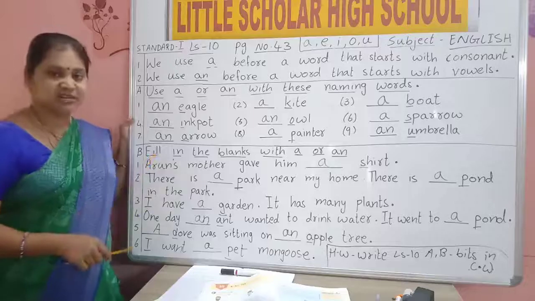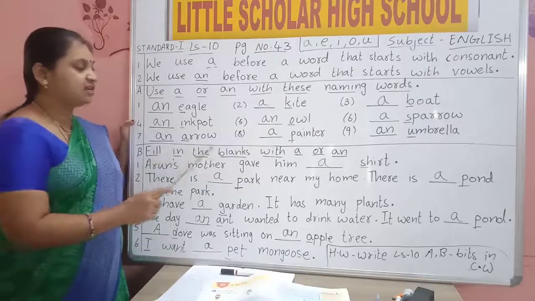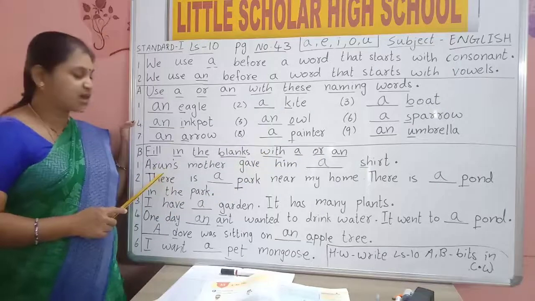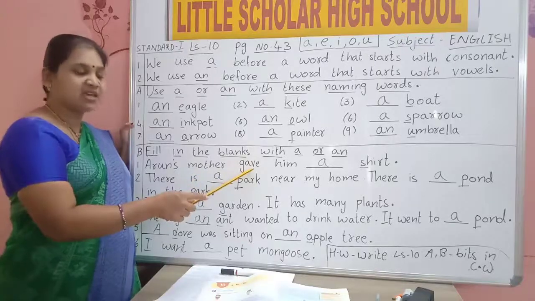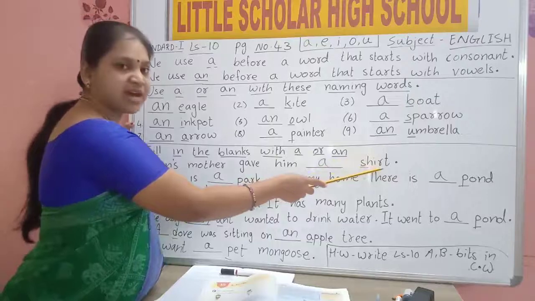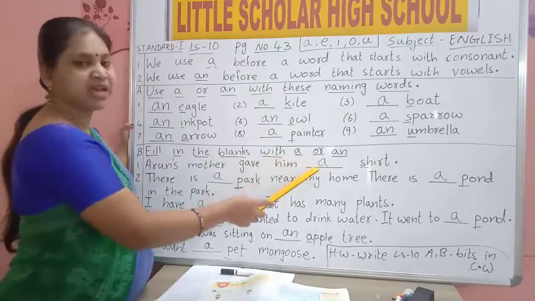Once again, shall we read these sentences? See, put your finger in your textbook. Fill in the blanks with A, R, and. Arun's, M-O-T-H-E-R, mother, G-A-V-E, gave, H-I-M, him, A, S-H-I-R-T, shirt. Arun's mother gave him a shirt.